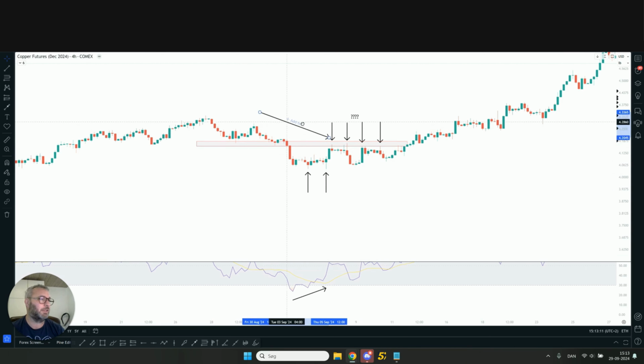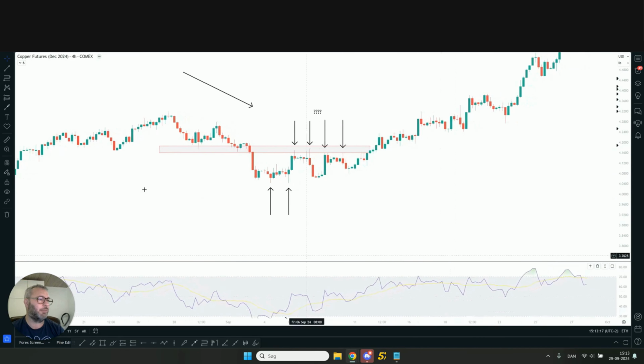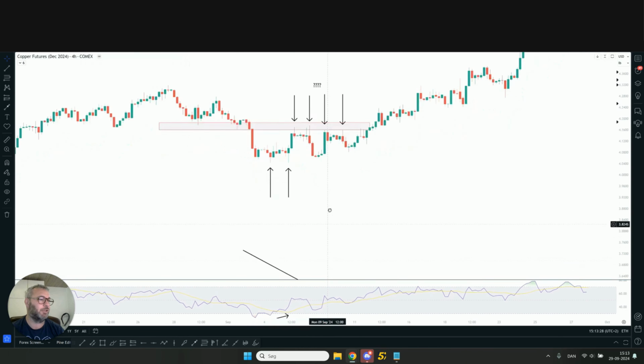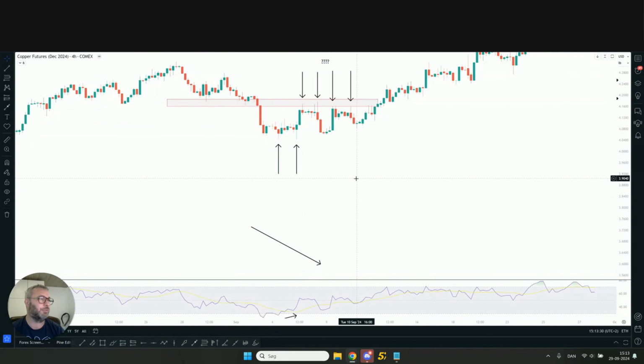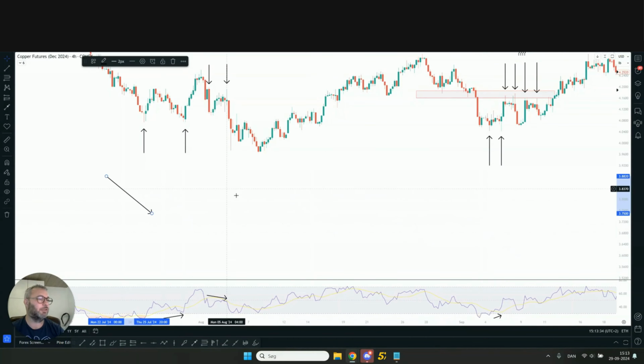Up here, these I don't like. These are more a pullback up to resistance trade. And also the RSI is in the middle of everything. It's in no man's land. So these up here I wouldn't take. Let's go to some more clear trades.